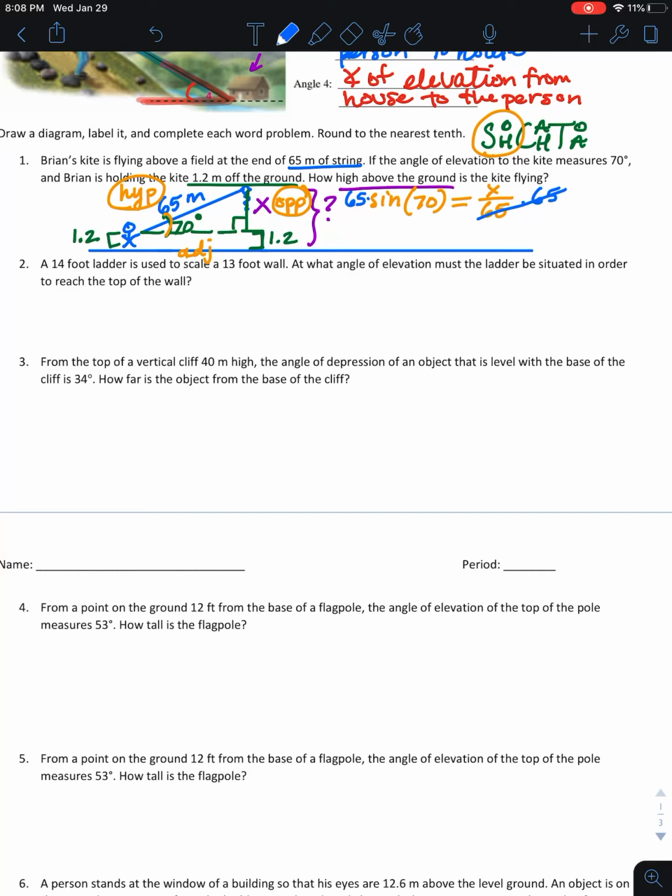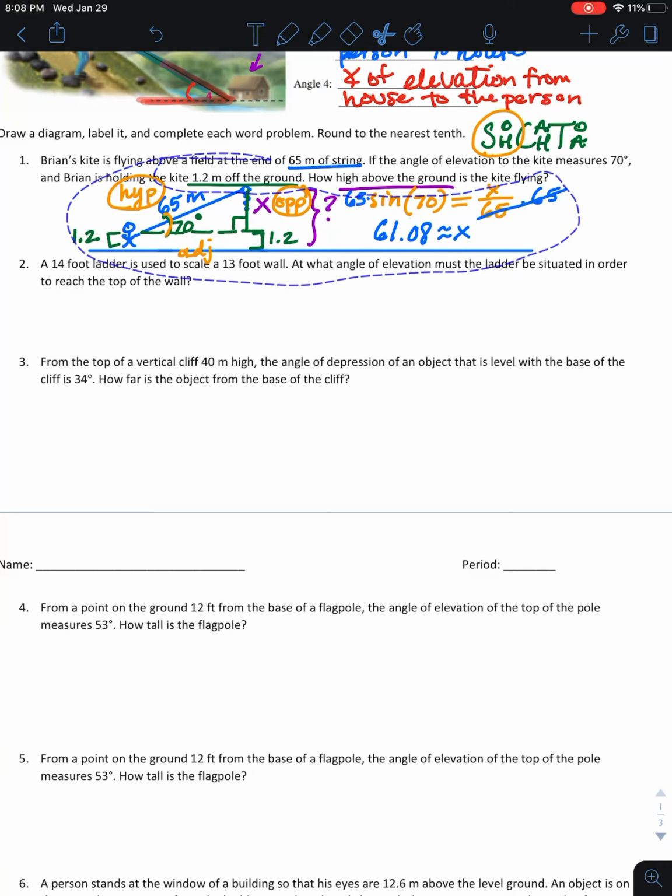And handy dandy calculator out. And 65 times sine of 70 is 61.08, blah, blah, blah. But that's not my final answer, is it? Right? No, it is not.